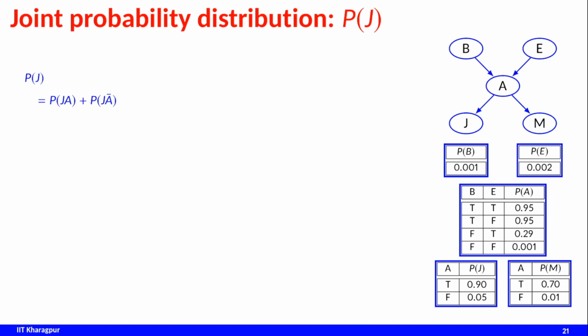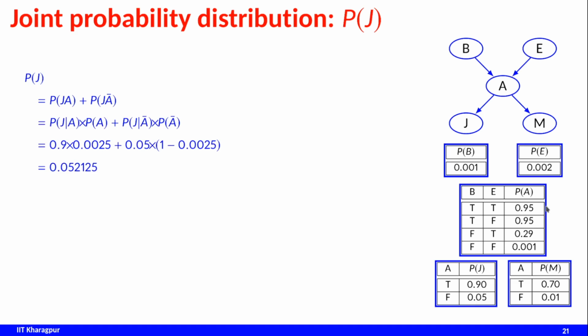So effectively I need to find out P of J and A and P of J and not A. If we proceed in this manner, then we will get a value something like this. And if we need to find out P of not A, then we can use 1 minus P of A, and this value we have determined in the previous slide, so we can reuse that. So that will be my probability of J. Let us proceed with a few more examples.